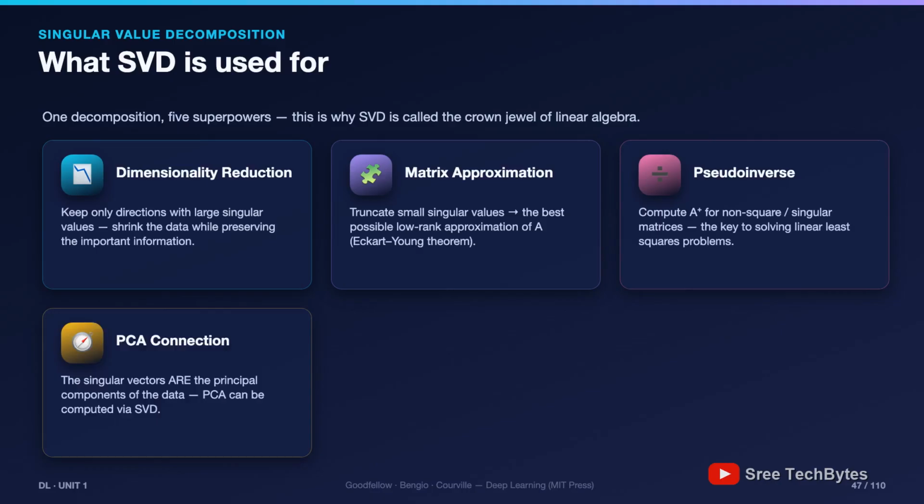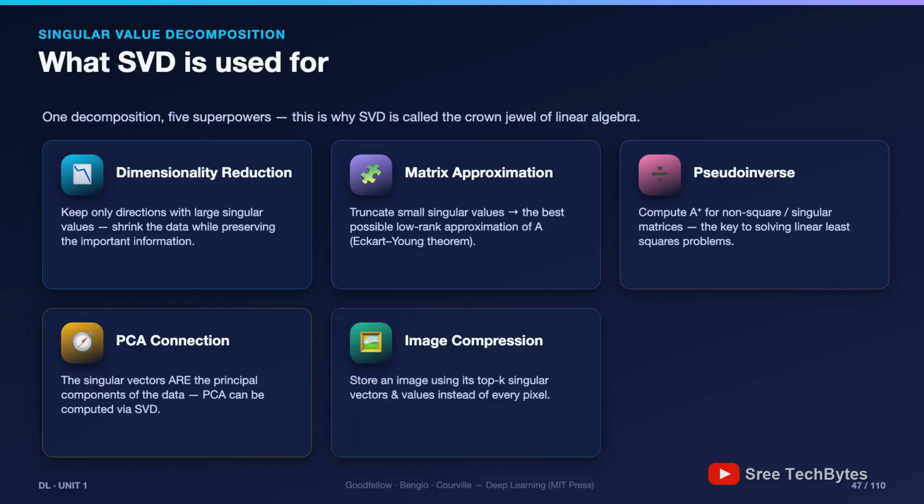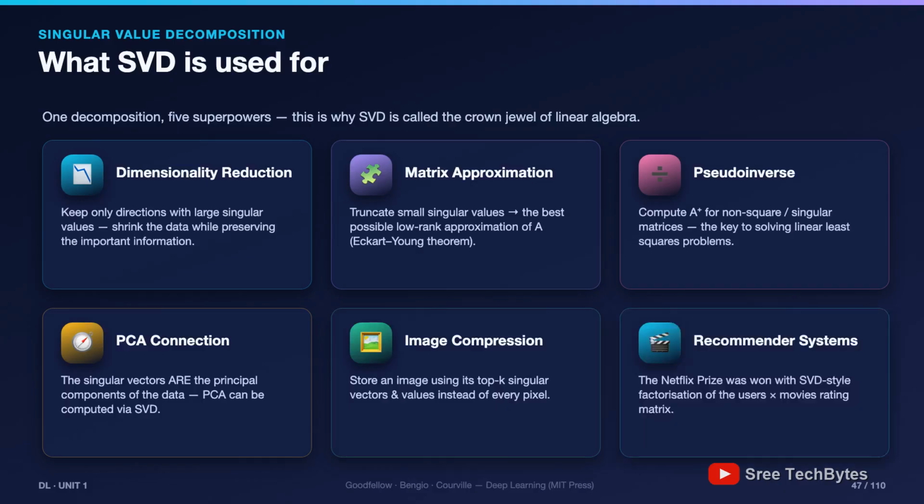Four, PCA: the singular vectors literally are the principal components. Five, image compression. Here's the arithmetic: a 512 by 512 image holds over 260,000 numbers. Keep just the top 50 components and you store about 50,000, 5 times smaller, and your eye can barely tell. And six, my favorite story: the $1 million Netflix prize was won with SVD-style factorization of the users by movies rating matrix. This math literally pays.